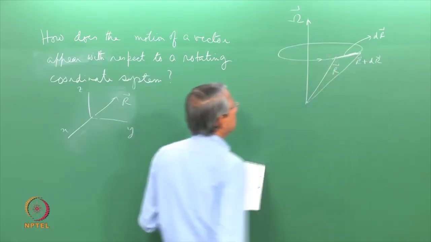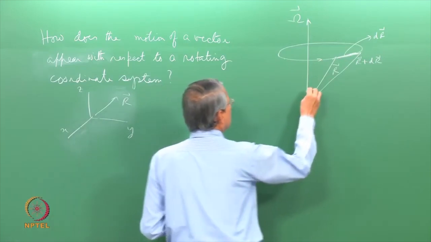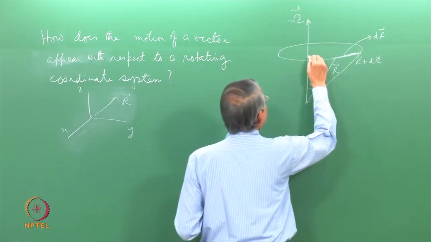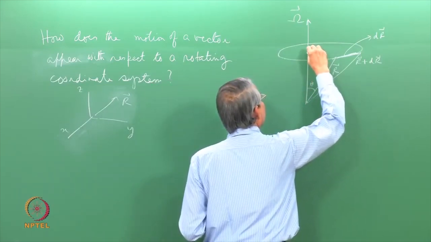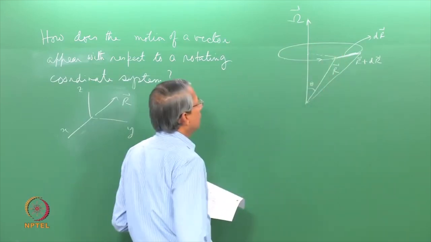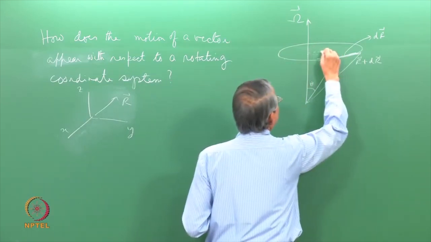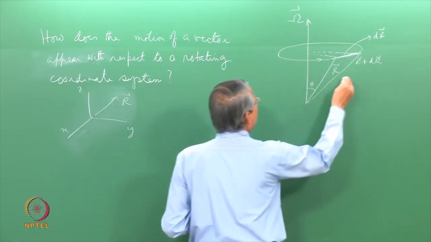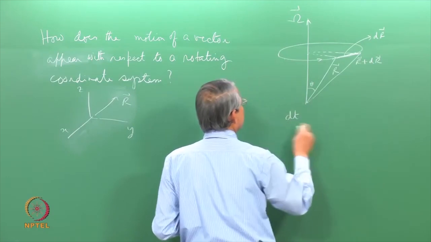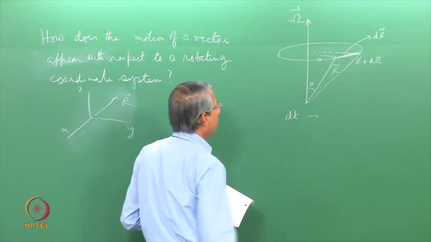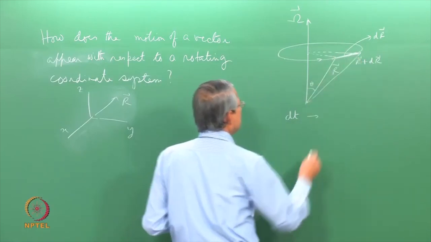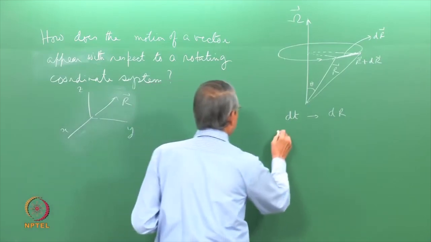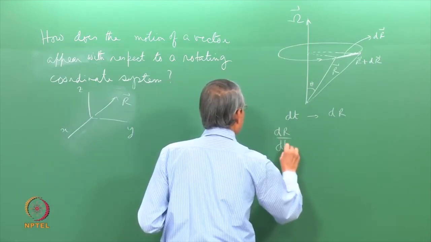What will be the magnitude of this dr? So, if this angle is theta, then if I draw a normal here, this normal there. So, at time dt, the change in the amplitude of this is dr. So, what is dr by dt?